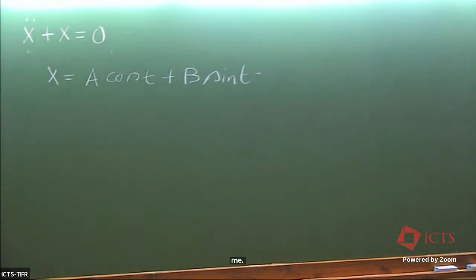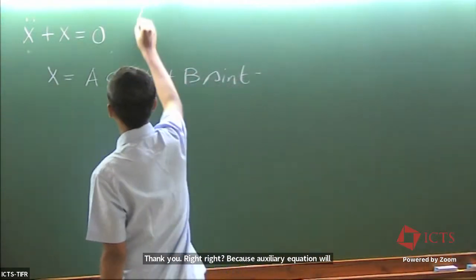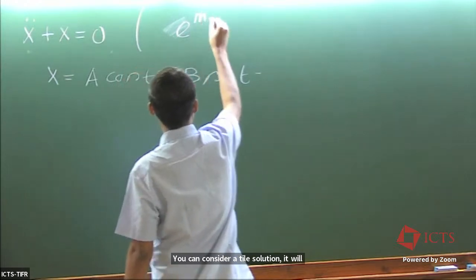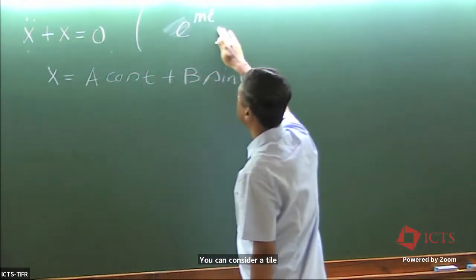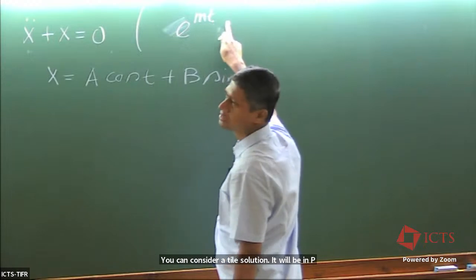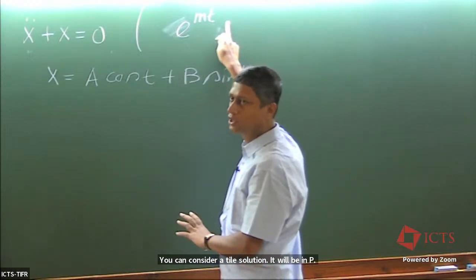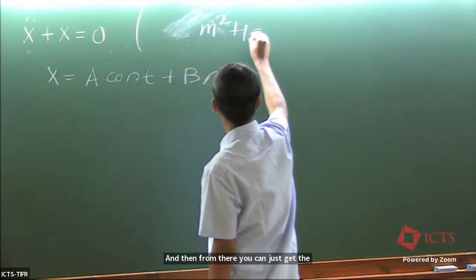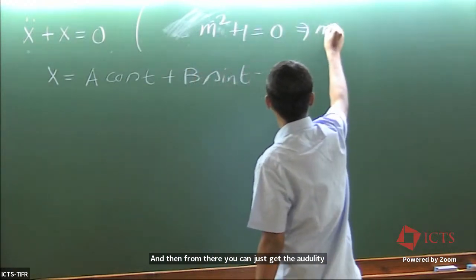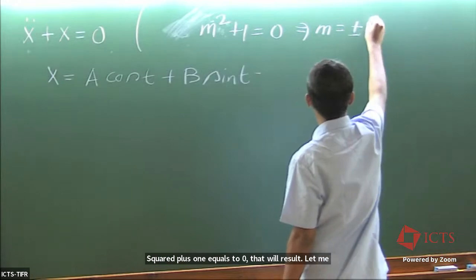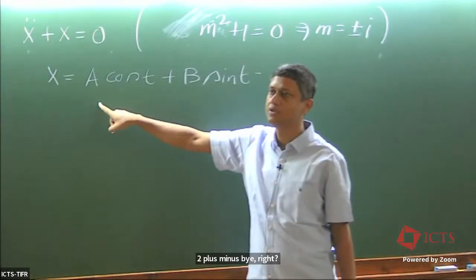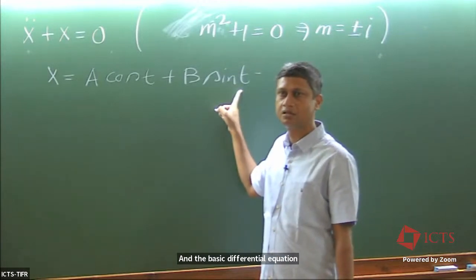Because the auxiliary equation will be m square plus 1 equals to 0. You can consider a trial solution e to the power mt, and then from there you can just get the auxiliary equation, and that would come m square plus 1 equals to 0. That will result in m equals to plus minus i, right? And the basic differential equation solution says that x will be a cos t plus b sin t, right?